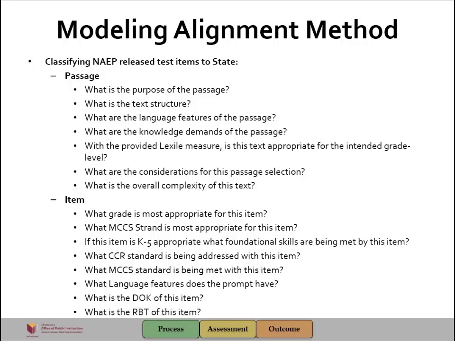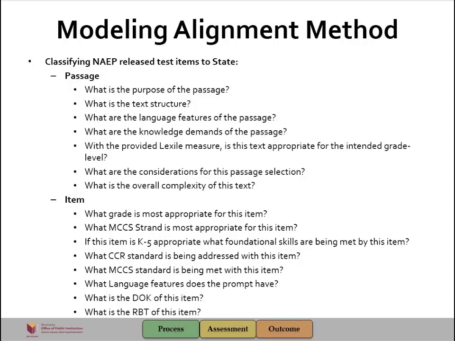When going through the items that belong to each of the passages, while making item classification judgments, first determine what grade is most appropriate for the item. Next, determine what Montana Common Core strand is most appropriate for the item. If you have a K-5 appropriate item, determine what foundational skill is being met. Now indicate the college and career ready standard that is addressed by this item. Signify the standard that is being met.